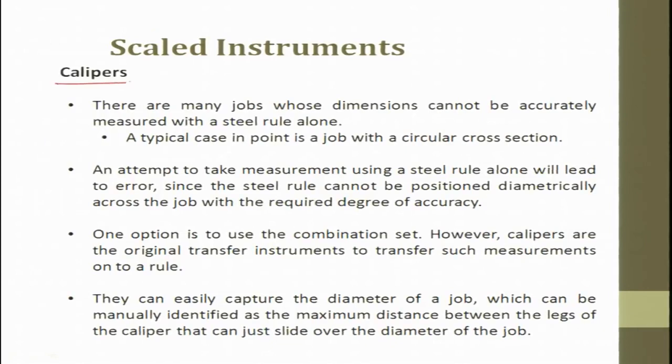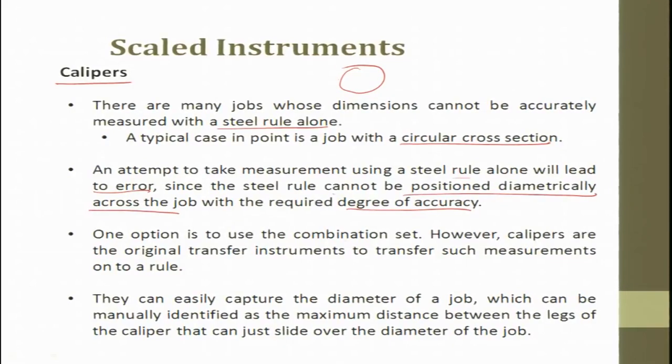The next one is a caliper. A caliper is basically to take the dimensions, but it will not give you the values. It is only to take the dimension, take the shape and then transfer it. There are many jobs whose dimensions cannot be accurately measured with a steel ruler alone. Typically for circular cross section jobs, we cannot use a steel ruler, so then we go for a caliper. The attempt of making a measurement using a steel ruler alone will lead to an error, since the steel ruler cannot be positioned diametrically across the job to the required degree of accuracy.